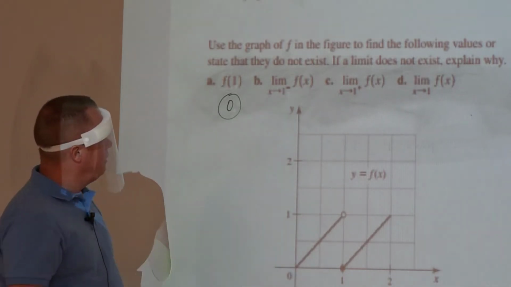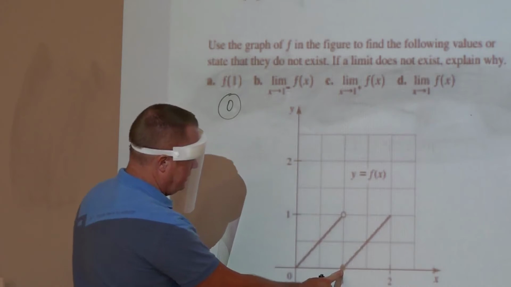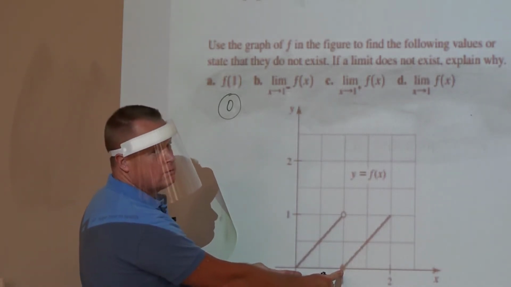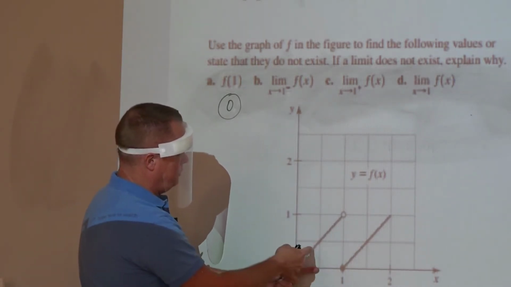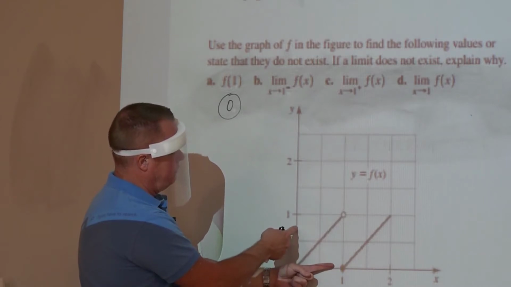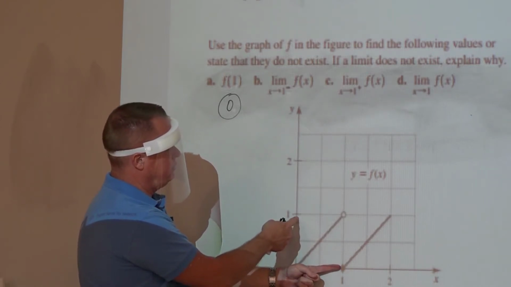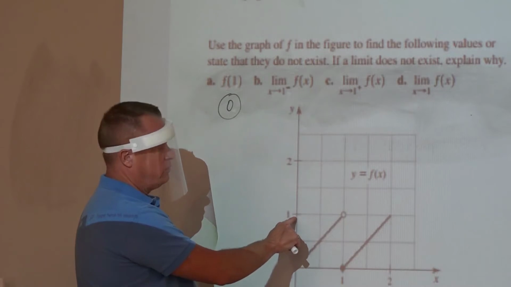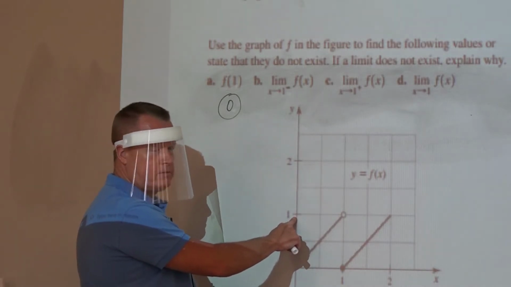Okay. So here's 1. As x goes this way, what are the y values doing? Well, here are the y values here. What are they approaching as x approaches 1? They're approaching this one right here. Everybody follow that?